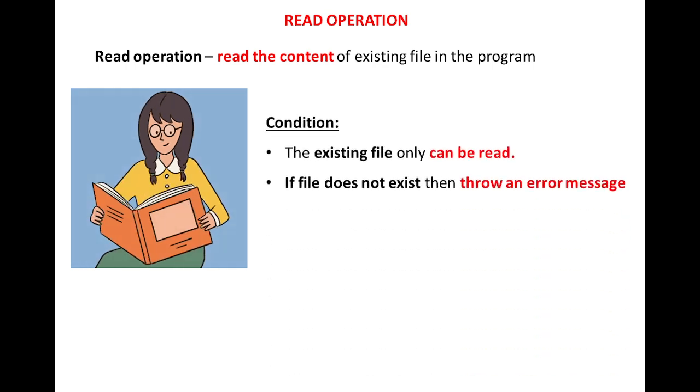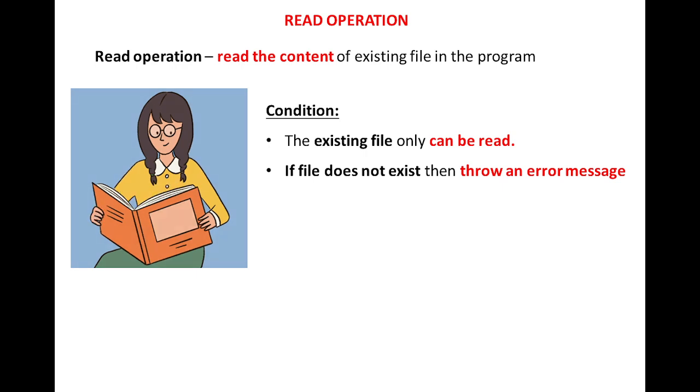So we have to check the condition whether the required file is available in our file system. If it is available, then only the program can read it. Otherwise, the program has to throw an error message that the file does not exist in the file system, or it may not be available in the given path.